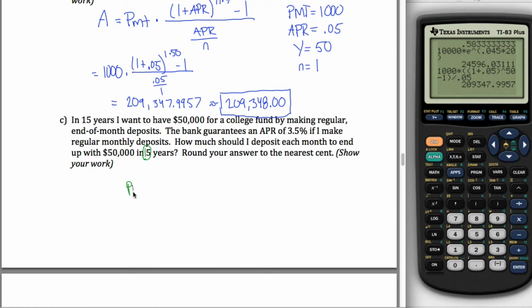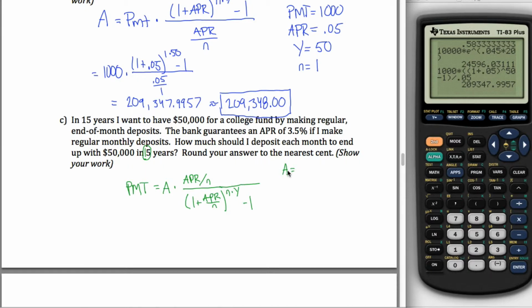That formula was that the payment is equal to A times APR divided by N, divided by, it's a mess of a formula, 1 plus APR divided by N, raised up to whatever N times Y is equal to. And that whole thing, you subtract 1 from it. This is the formula I'm going to use. So I need to plug in all the right numbers.